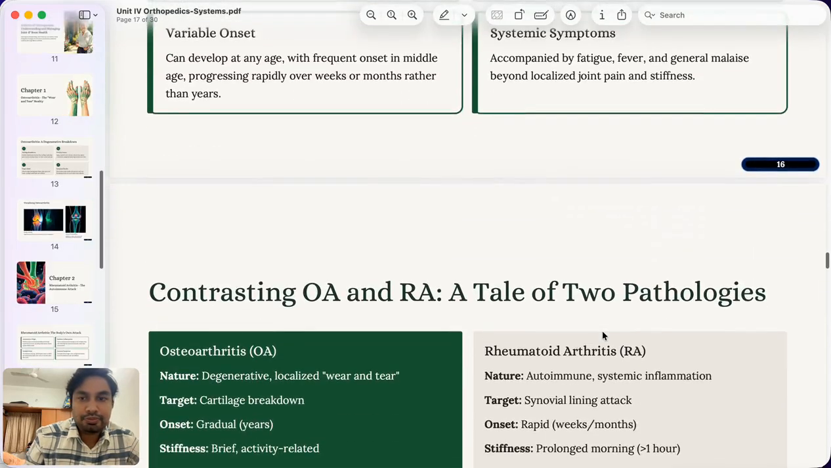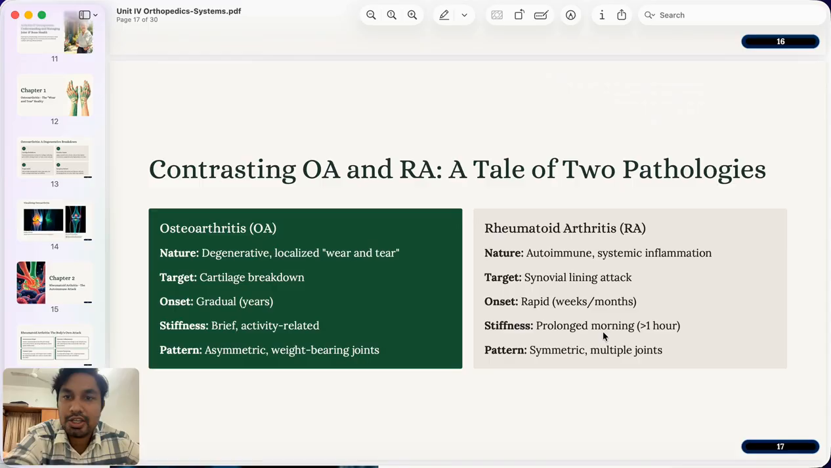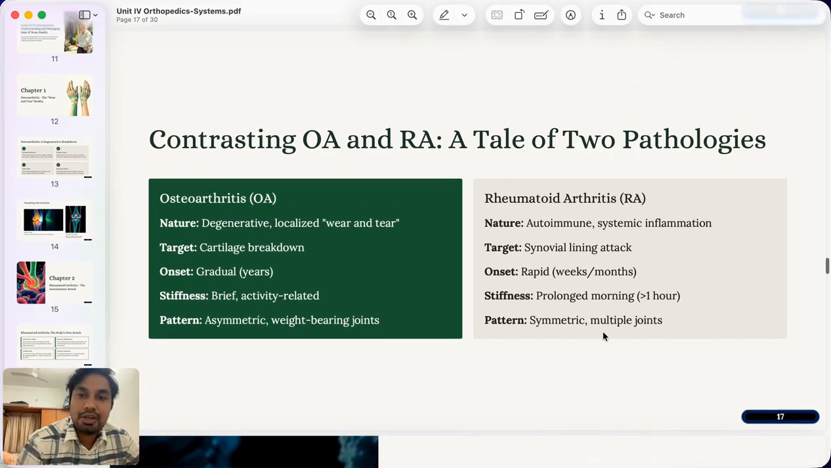With respect to this, I have made a comparison chart between osteoarthritis and rheumatoid arthritis. If you see the nature, it is degenerative, localized wear and tear, and in this one it is autoimmune systemic inflammation. In the target, cartilage breakdown happens in one, and here a synovial lining attack happens. Onset is gradual, happening over a year, and in this one it develops within weeks, probably in a month.